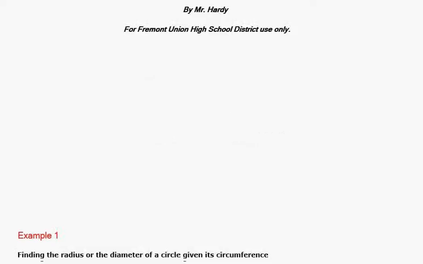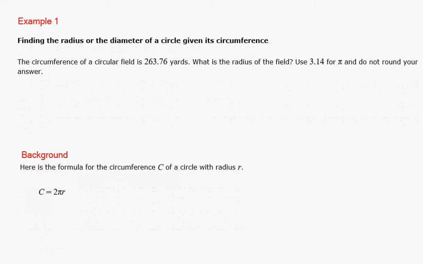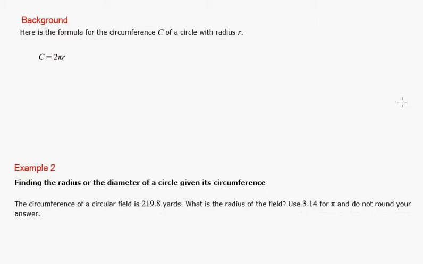For this problem, what we want to do is find the radius or the diameter of a circle given its circumference. The calculation is really pretty easy. We have a formula, C equals 2 pi r, and we can just plug some things in. But before we do that, I want to talk real quickly. Make sure you understand these concepts.